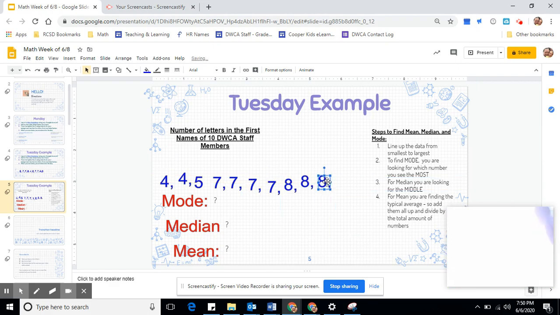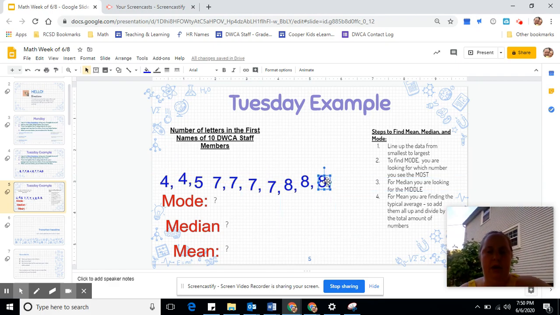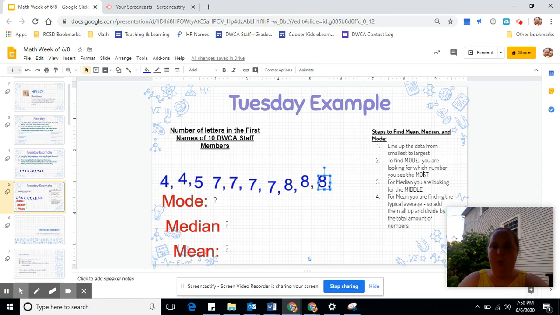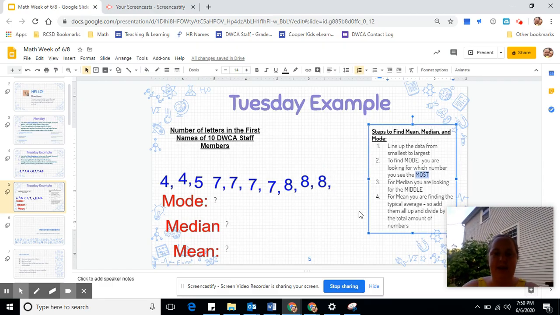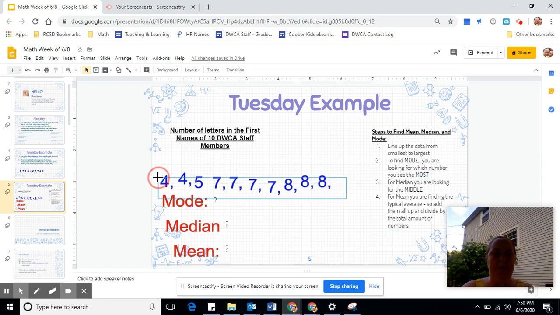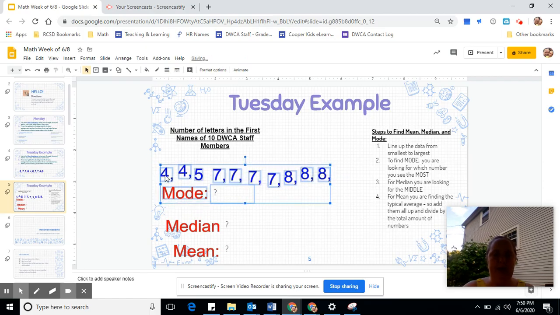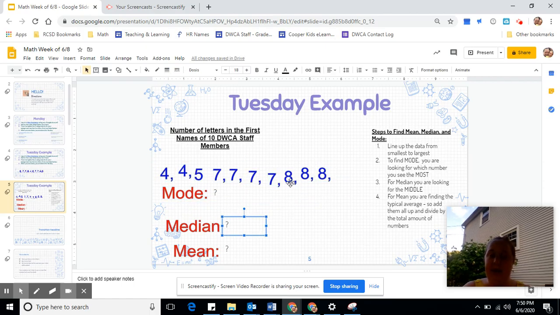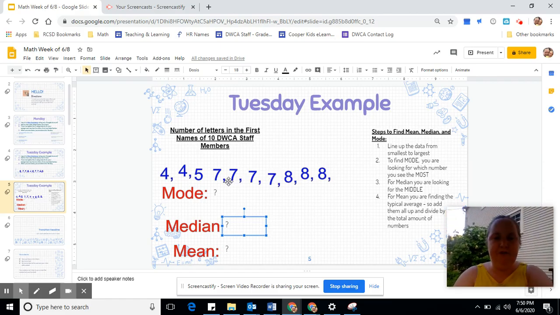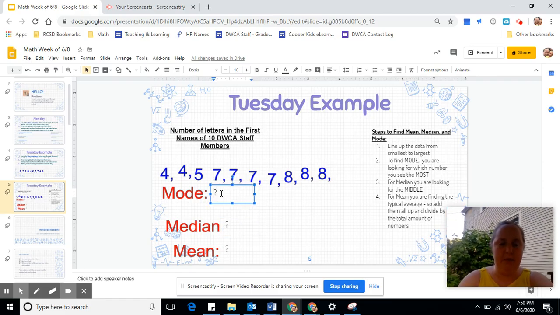Okay, so to determine the mode of this, we have to know which piece of data occurs the most. When I look at this, I see a lot of 8s. There's 1, 2, 3. Oh, but wait, I see 1, 2, 3, 4 7s. So the mode is a 7.